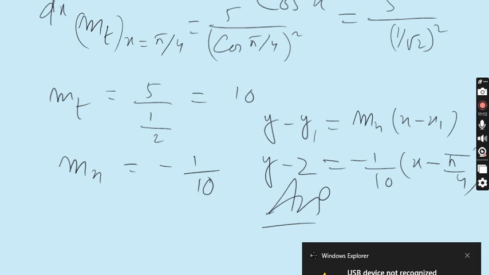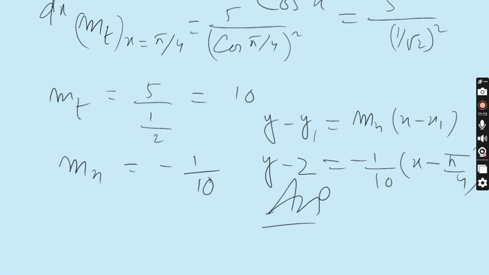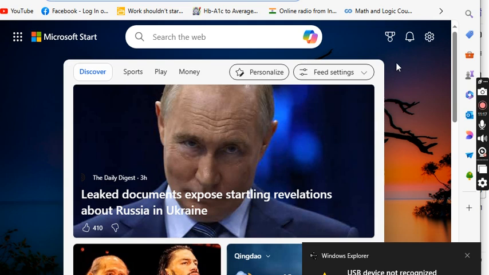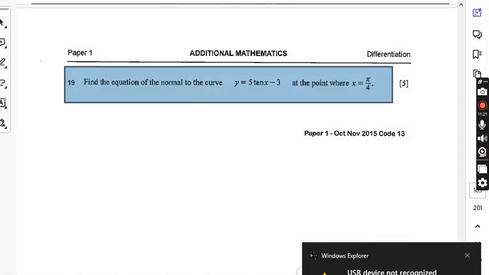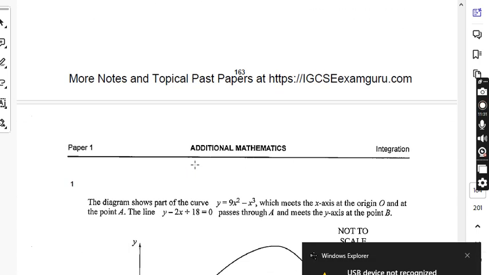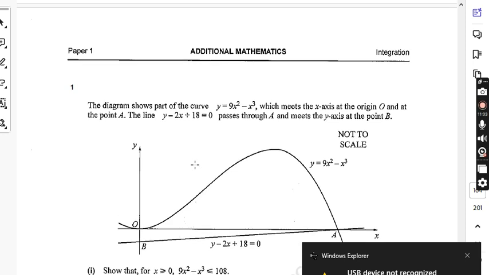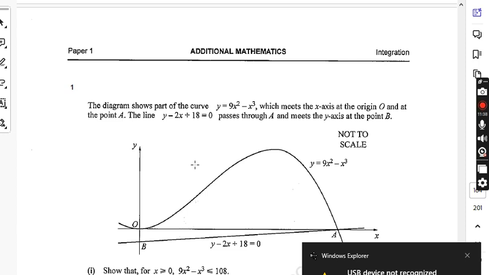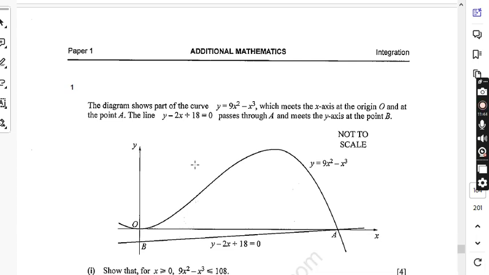So students, this is our today's class where we did 2 questions of differentiation, question number 18 and question number 19. In my past papers, the differentiation topic has finished. So in the next lecture we will do more questions of differentiation, but from paper 2.